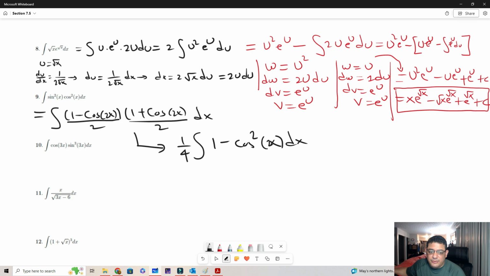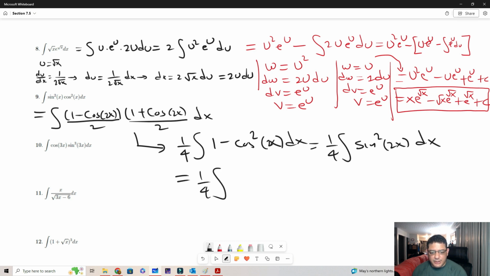And notice that 1 minus cosine squared is going to be sine squared. So this is just 1 over 4 sine squared of 2x. And now again, I can use the double angle identity if needed. And so this would be 1 over 4, and this would be 1 minus cosine of 4x now over 2.